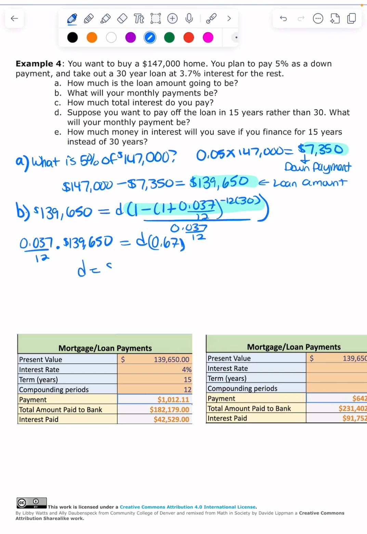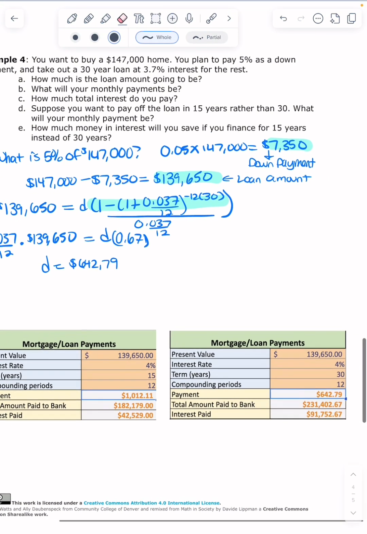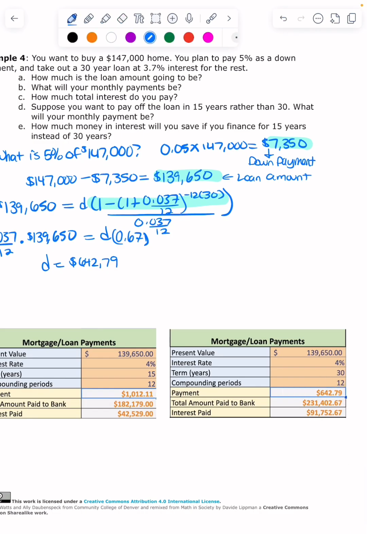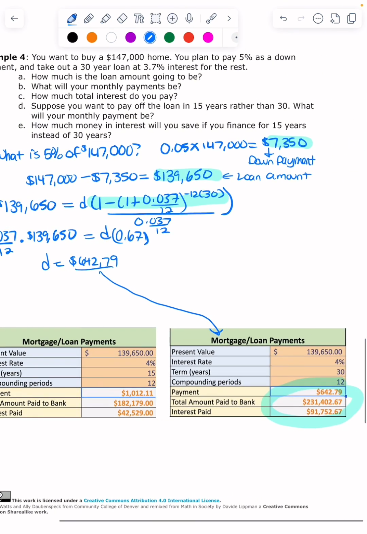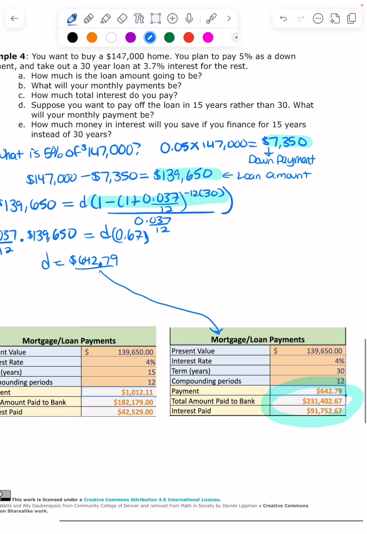And I got that D is 642.79, which is the same answer. Let me highlight here. So that's going to correspond to this spreadsheet. I don't know why I have them flipped around, but it made me nervous. I was like, wait, that's not the same answer. So the payments are $642.79.